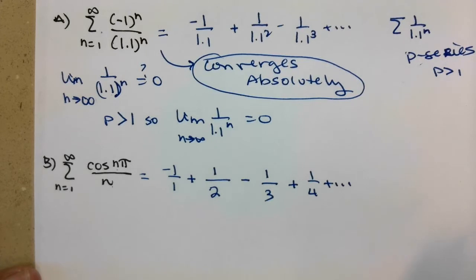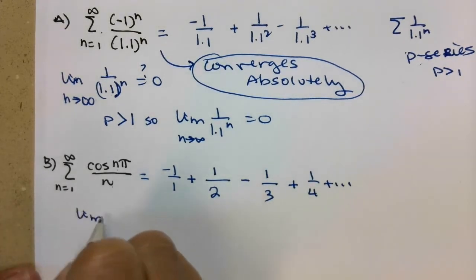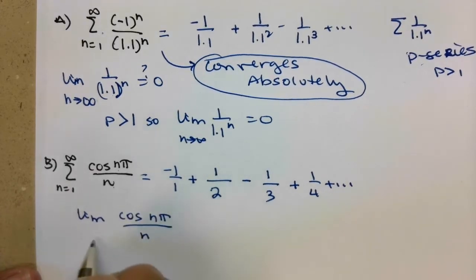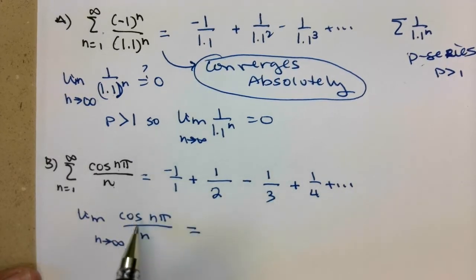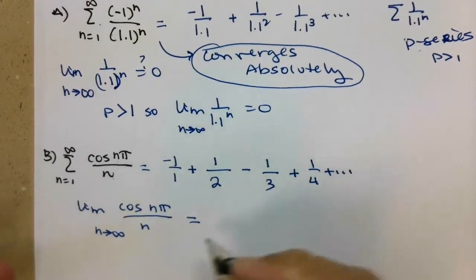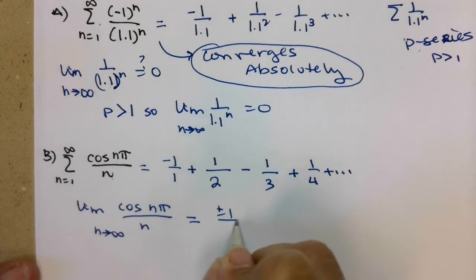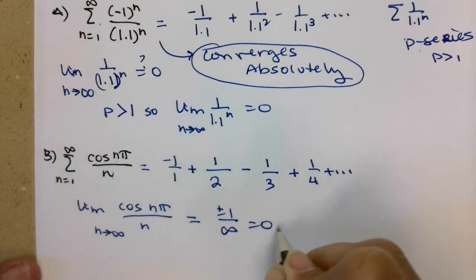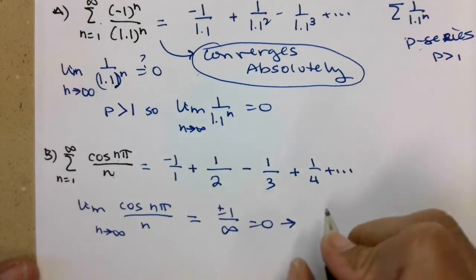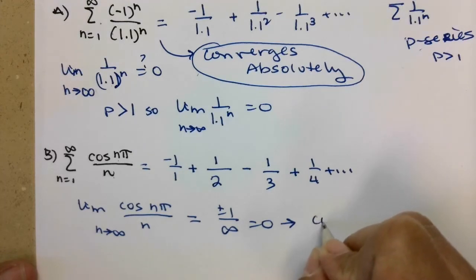Okay, so we have an alternating series, so we're taking a look at the limit of the nth term. What is the limit as n gets big? Well, your numerator is just bouncing back and forth between plus and minus 1, but your denominator is getting big without bound. So that does equal 0. So the nth term goes to 0, so the alternating series test tells me that the alternating series converges.